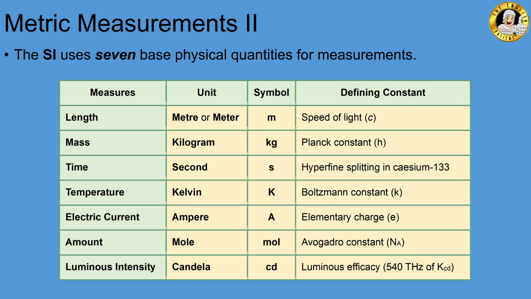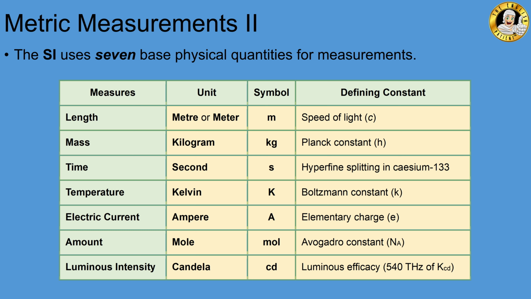Now, the SI uses 7 base physical quantities for a variety of measurements. For length, the base unit is the metre. The spelling is M-E-T-R-E for British English, by the way, M-E-T-E-R for American English. The symbol is small case, and the difference between small and big case is important in this case. So a lowercase or small letter m. And the defining constant is the speed of light.